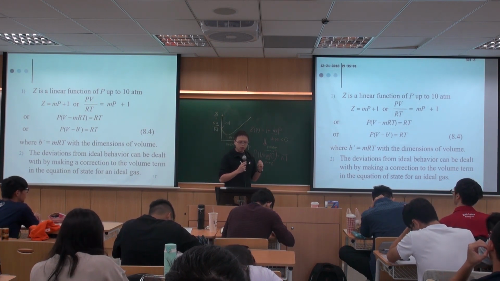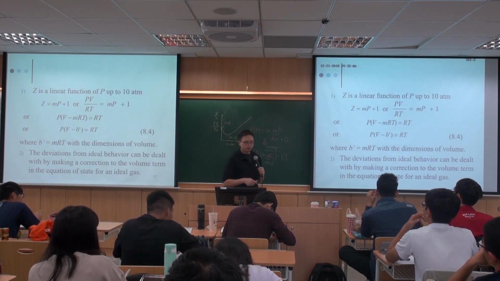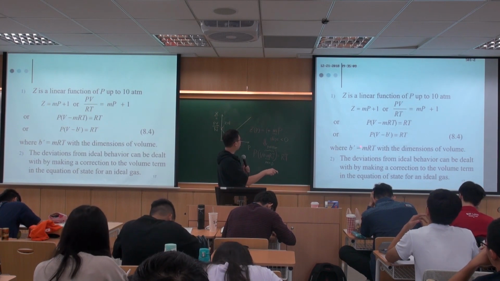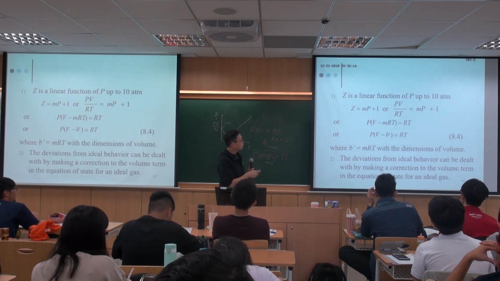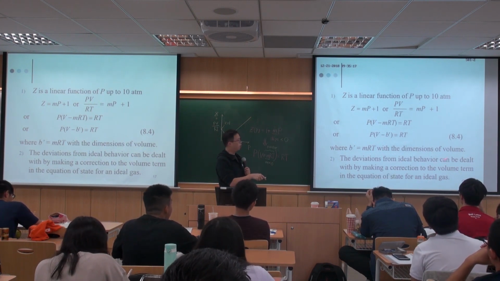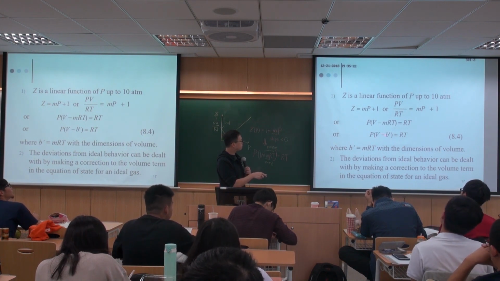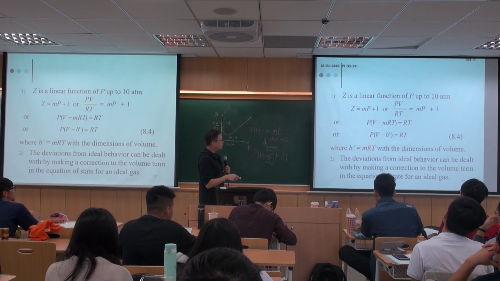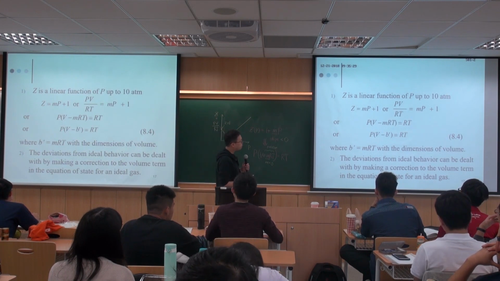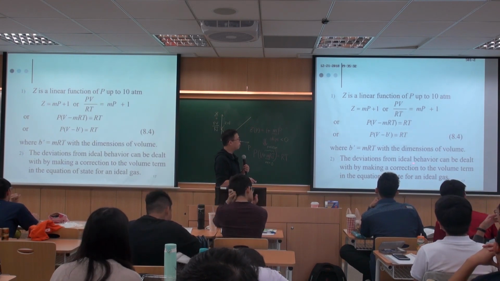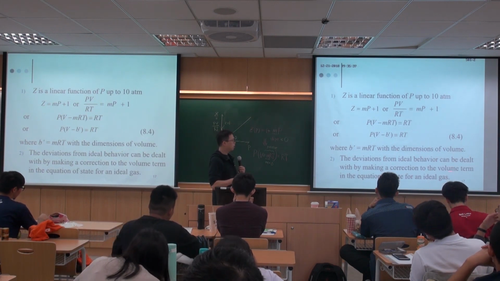Okay. And this volume, this effective volume, is also a function of temperature. So this B prime over here will be the product of M times R times T. It should have the dimension of volume, right? Because it's right next to the volume term over here. And it is temperature dependent. So when you increase the temperature, you're actually changing this effective volume. And the deviation from ideal gas behavior can be dealt with by taking a correction to the volume term.